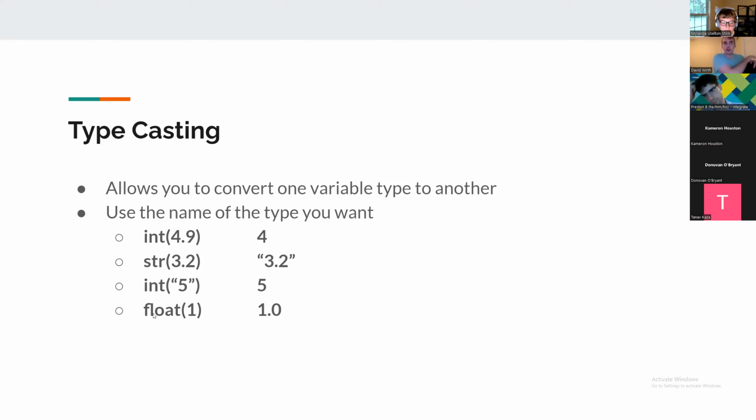And then finally we have float 1. So we have an integer here. If we want to make it a float, we could just use float and it'll add a 1.0. So there is in Python a difference between 1 with no decimal point and 1.0. So make sure that you pay attention to that.